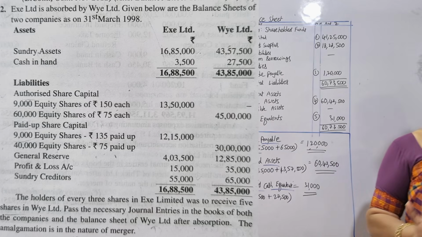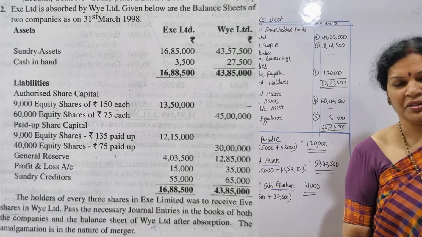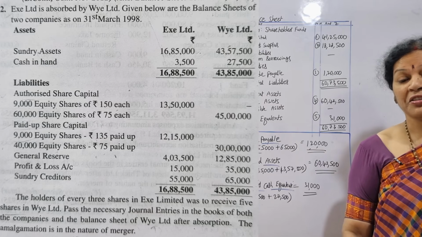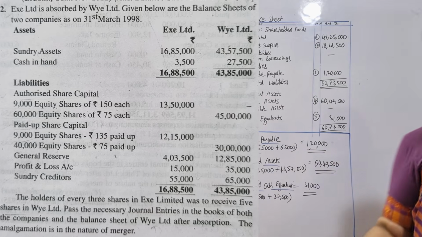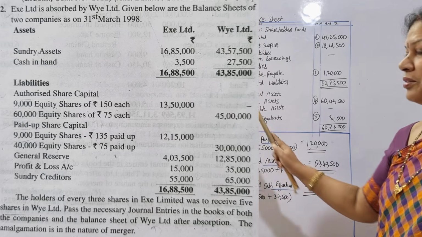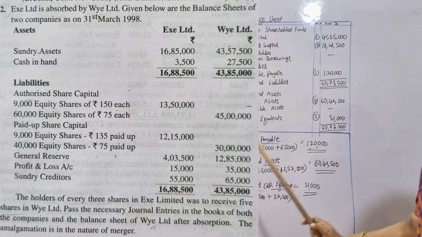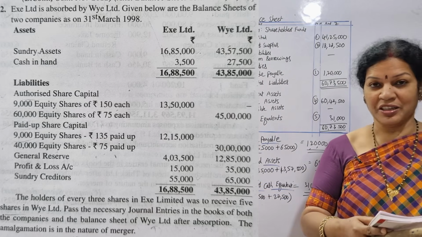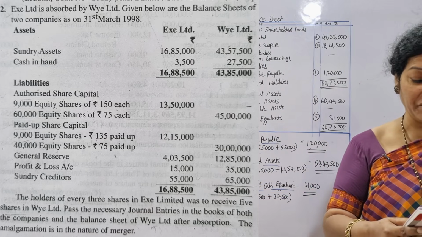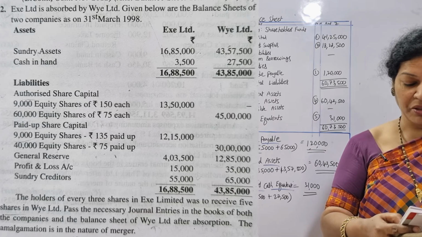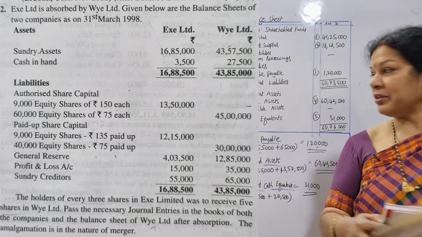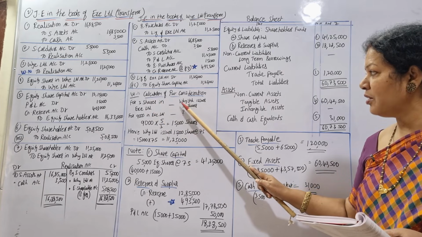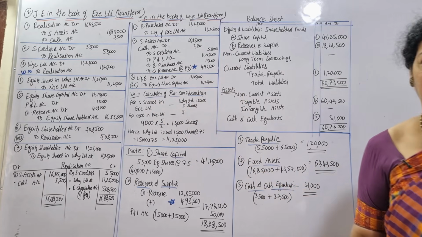Now coming to the problem, in this problem purchase consideration is not given. We have to calculate purchase consideration first. How do you calculate? We can show it in the working notes here. The problem is very lengthy, so I have written it like this. Calculation of purchase consideration: in the adjustments they said the holders of every 3 shares in X Limited were to receive 5 shares in Y Limited. So for every 3 shares in X Limited, Y Limited is issuing 5 shares.